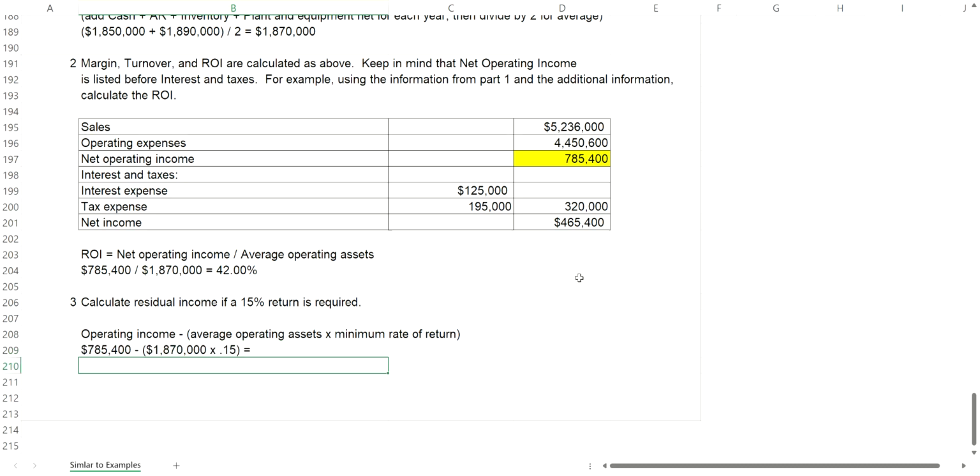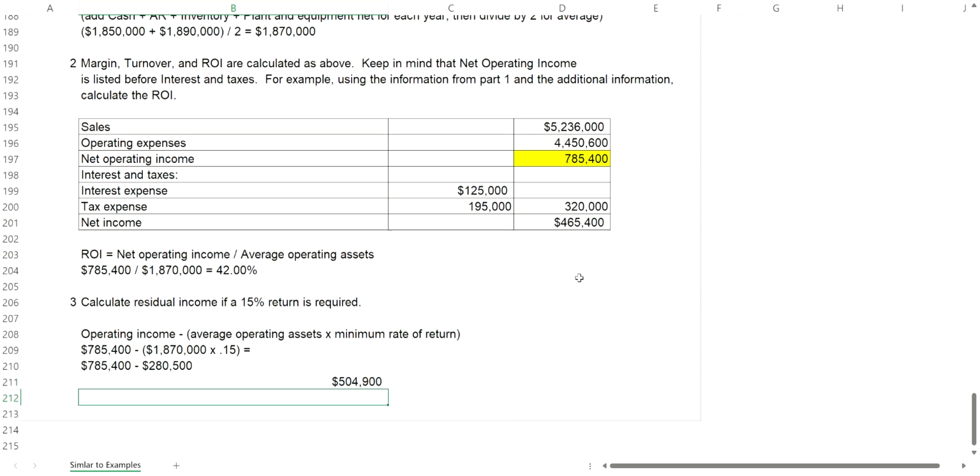Okay, so when I calculate it out, I will take $785,400 and subtract out. When I take $1,870,000 times 15%, I get $280,500. When I subtract, I get $504,900 as my residual income.